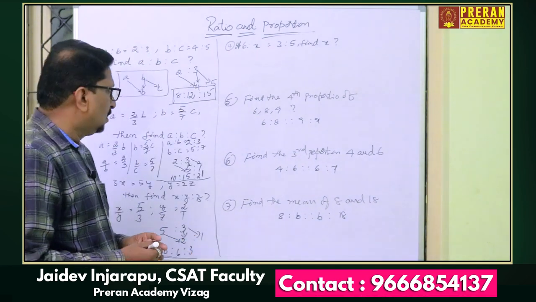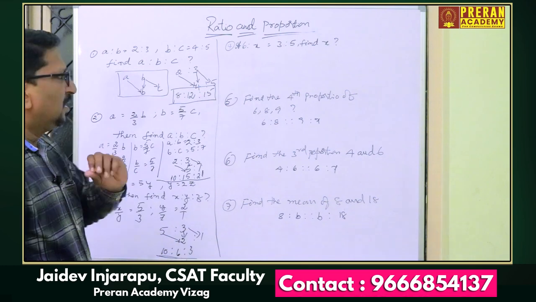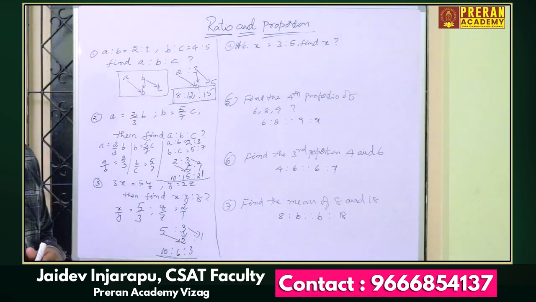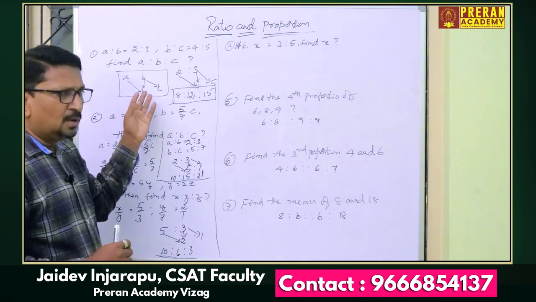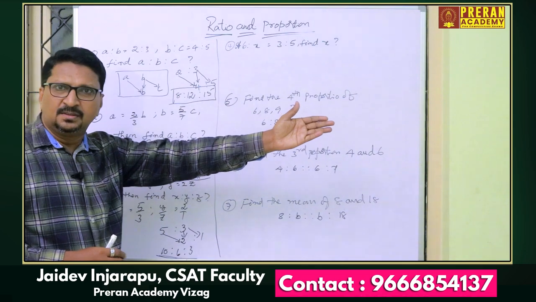Sir, this is good. The shortcut is very beautiful. But what if there are 3 ratios? You can apply the same way. Whether it is 2 or 3, you can extend this relation to the next one.